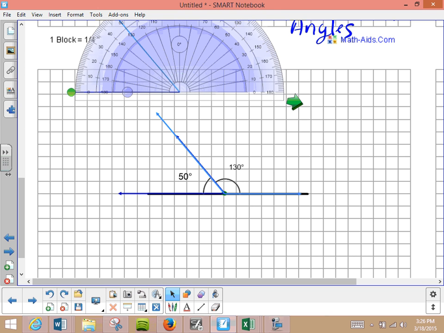Well, this is just to show you that they're talking about the degrees. It doesn't matter. I intentionally made it bigger so that you notice that it doesn't matter how big I make it, it's still going to be 50 degrees, and it still should fit in there. And it does, right?